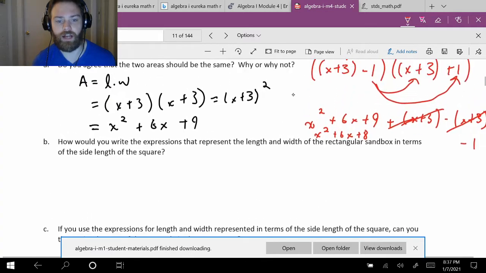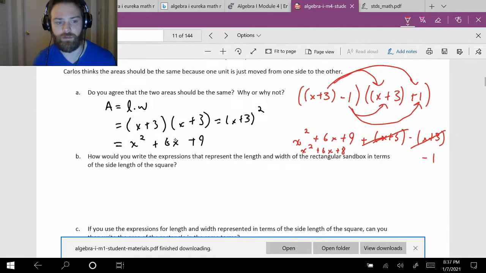Okay, so this is actually just doing exactly what I was talking about. So we found the area of both shapes. They're trying to lead you to that.